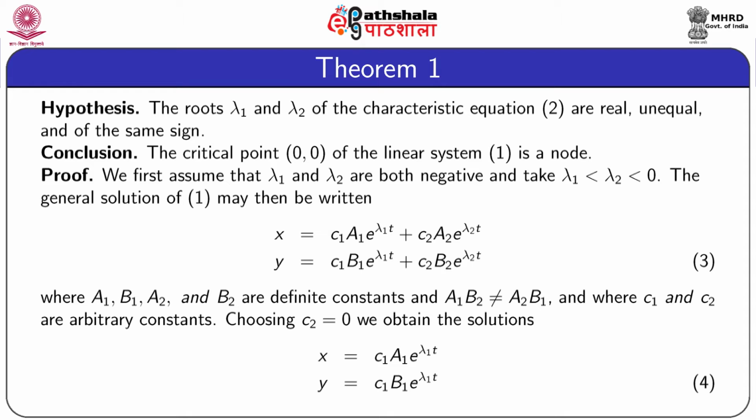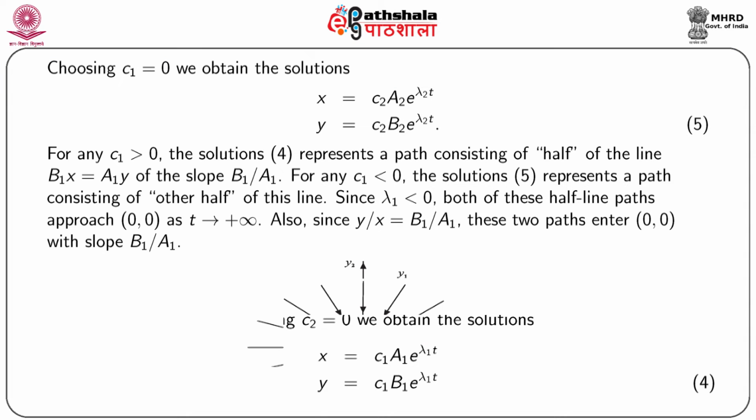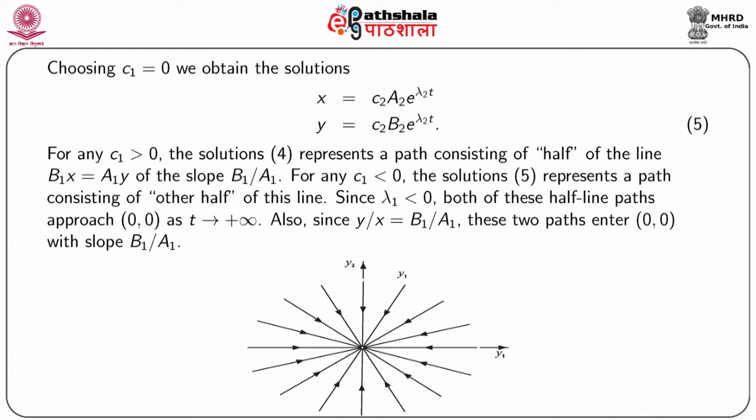Now, if we choose c2 equal to 0 and substitute it in equation 3, we will get x equal to c1 a1 e to the power lambda 1 t and y equal to c1 b1 e to the power lambda 1 t, which we name as equation 4. Similarly, choosing c1 equal to 0, we will obtain x equal to c2 a2 e to the power lambda 2 t, y equal to c2 b2 e to the power lambda 2 t, given by equation 5.